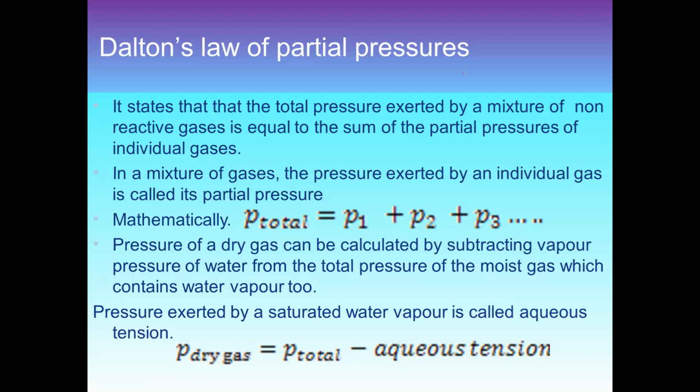An application of Dalton's law of partial pressures is that we can calculate the pressure of a dry gas by subtracting the vapor pressure of water from the total pressure of the moist gas, which contains water vapor also. The pressure exerted by saturated water vapor is called aqueous tension, and the pressure of dry gas is equal to the pressure of the moist gas minus aqueous tension.